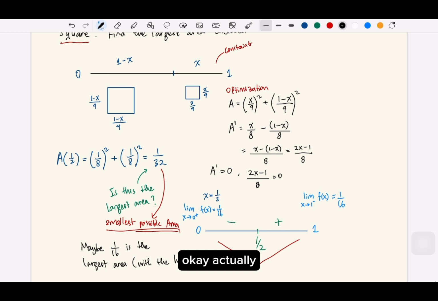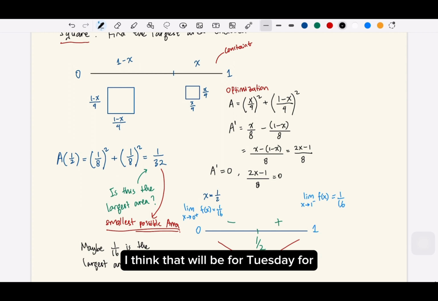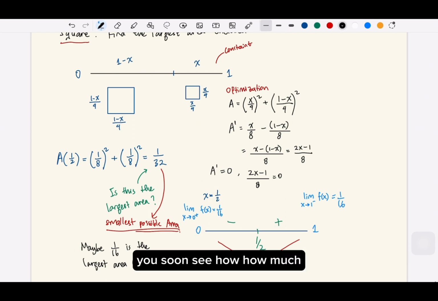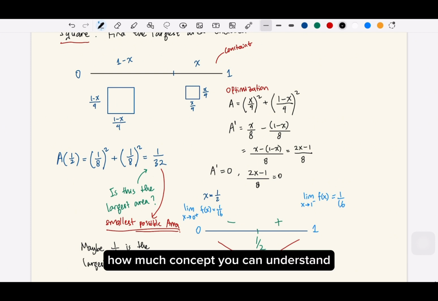Okay, actually my plan is I will take you to the introduction of antiderivative. That is going to introduce you to integration. But I think that will be for Tuesday, for some part of Tuesday, and then the other part will be practices. So now I will go for practices, just to see how much concept you can understand.